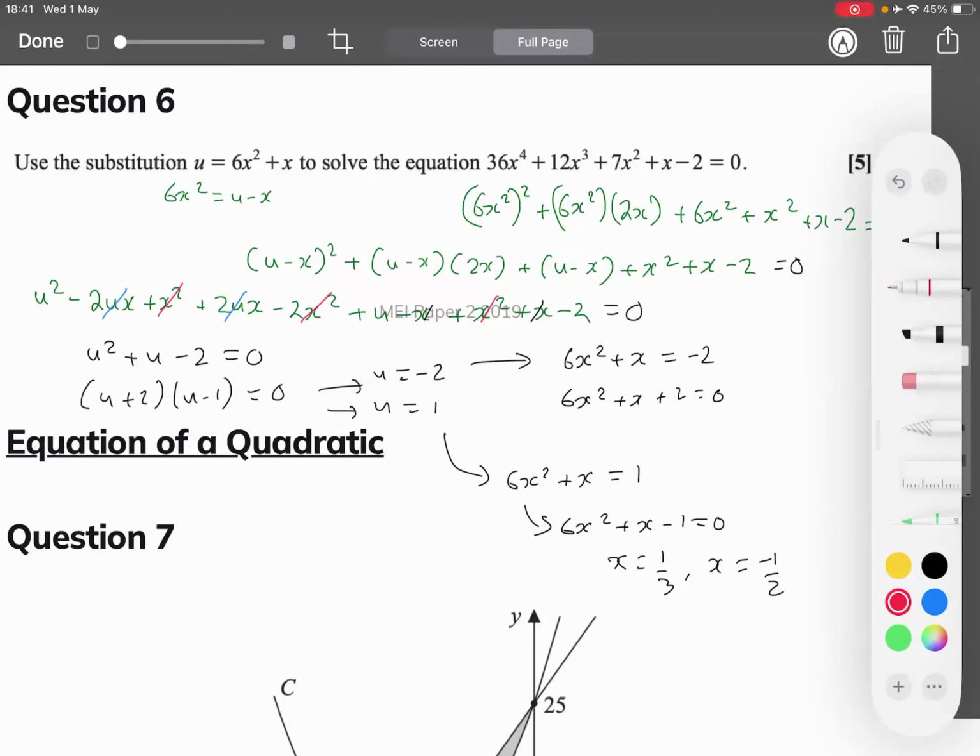So this first quadratic has no solutions. And after using the quadratic formula on my calculator, I get x equals a third and x equals -1/2 as my final answers.